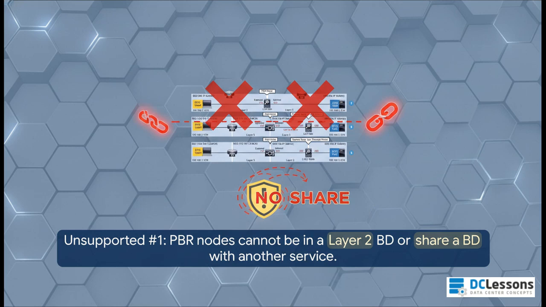The other two diagrams show another critical rule. If you're chaining services together, you can't put a PBR node and the next service node in the same bridge domain. They have to be in separate logical containers inside ACI.